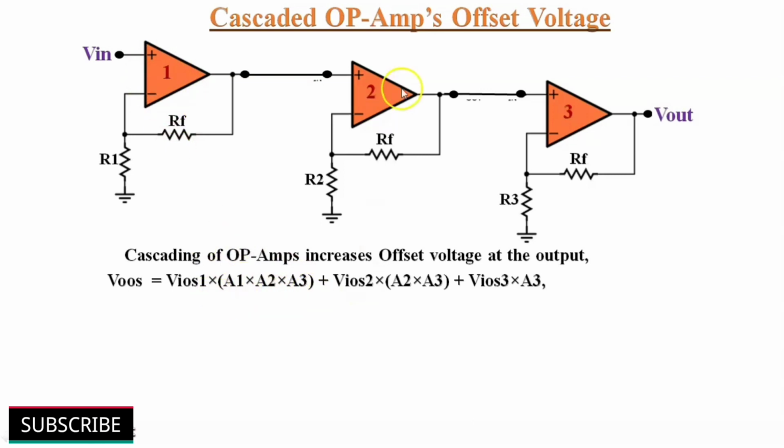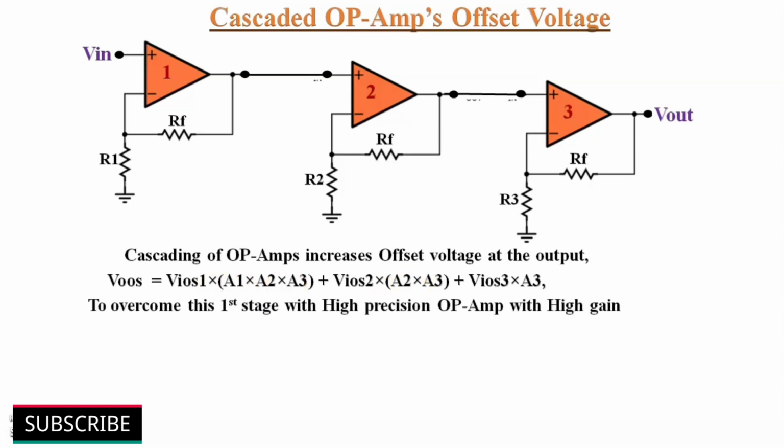The input offset voltage of the second stage is only multiplied with the gain of the second and third stage. The input offset voltage of the third op-amp is only multiplied by the gain of the third stage, so lessening the impact of the output offset voltage. This equation can be expanded for any number of gain stages.